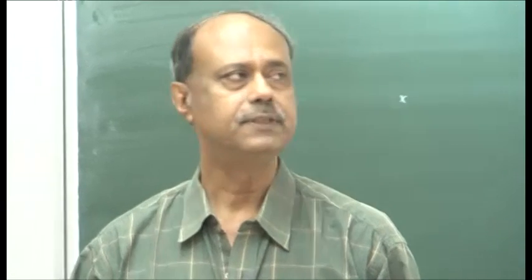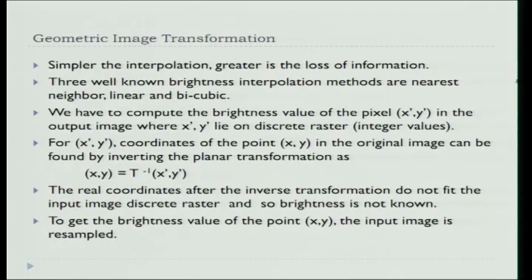The simpler the interpolation formula, the more information you are losing. The three well known brightness interpolation techniques, or intensity interpolation techniques, are: one is the nearest neighbor, next one is the linear, and third one is the bicubic, right.